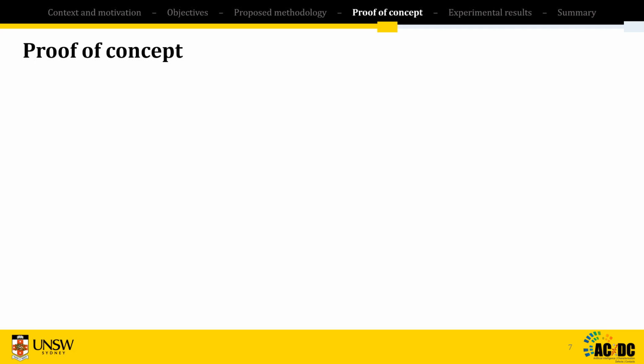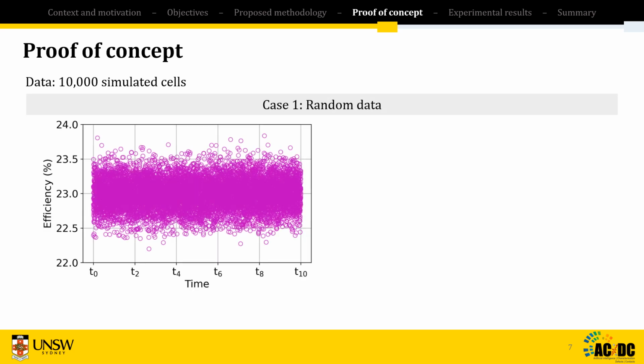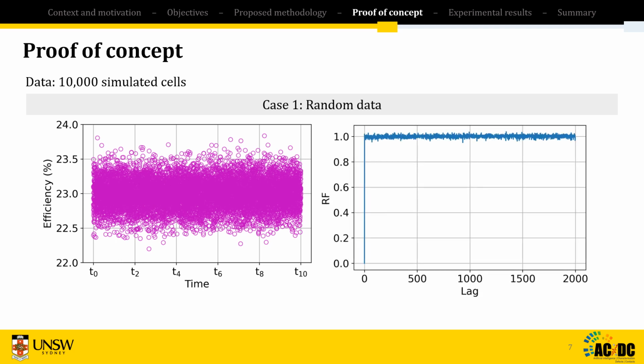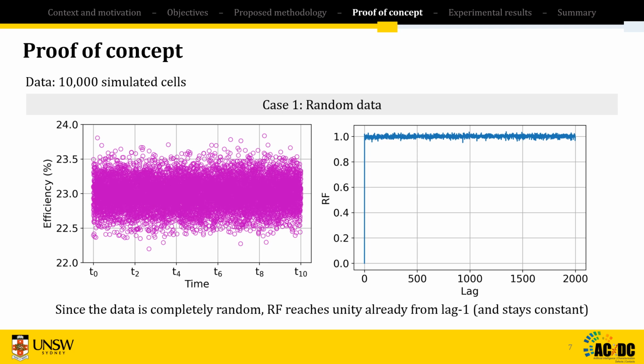We simulated several cases to test the feasibility of the RF. However, due to time constraints, I will only present 2 cases. So for the first case, we simulated 10,000 cells with a random data. This is the efficiency as a function of time, and this is the corresponding RF versus lag. And because the data is completely random, as expected, RF reaches unity already from lag 1 and stays constant all throughout.